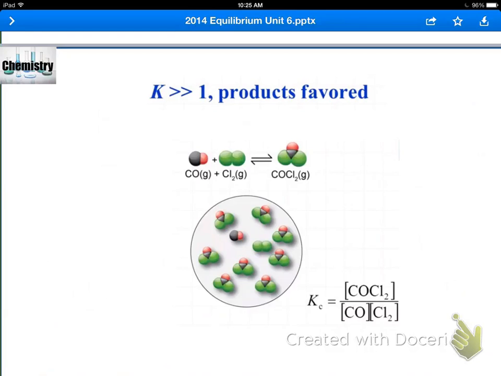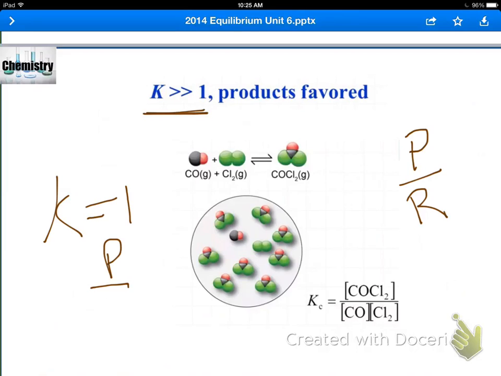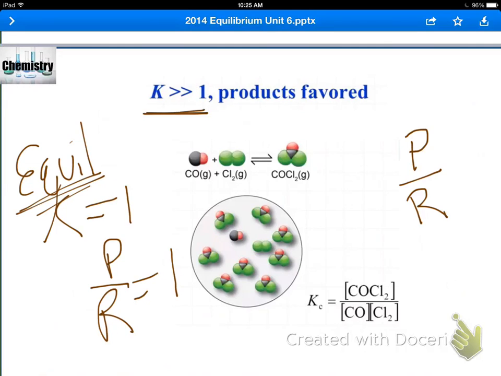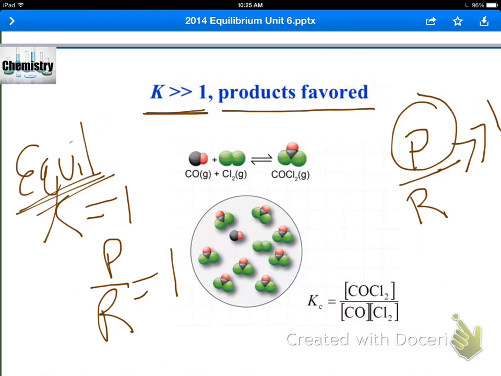All right, so what does K tell us? Because K is a ratio of products over reactants, the magnitude of K can tell us a lot. First of all, if K is equal to 1, my products over my reactants is a ratio of 1, which means I am at equilibrium. Now, if K is much greater than 1, then the products over the reactants are greater than 1. That means I have a lot more products, right? If K is much greater than 1, I'm going to have a lot more products. So products would be favored.